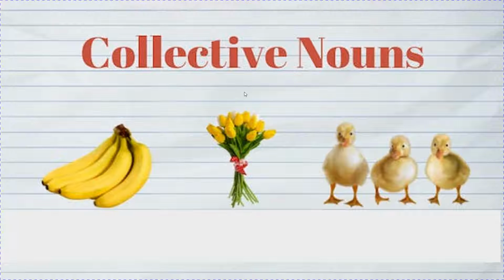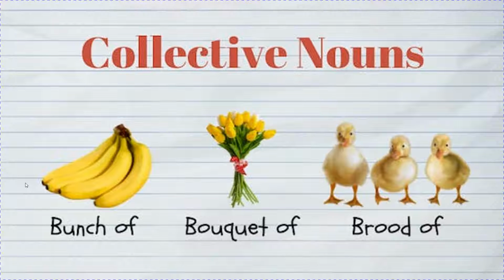Children, a noun is the name of a person, place, animal or thing. But in a collective noun, we cannot collect places. You cannot collect London or India, America, Africa together. We cannot collect places, fine, but we can collect persons, animals or things. So a collective noun is a collection of persons, animals or things. Like you can see four bananas are there. Can you say a bunch of bananas? Next is a bouquet of flowers, and the last one is a brood of chickens.